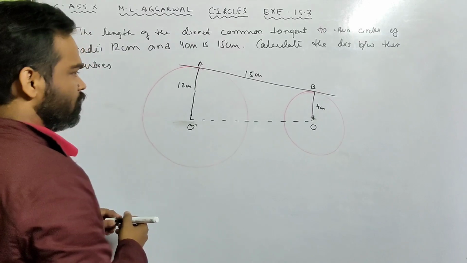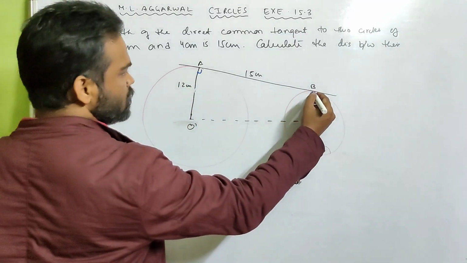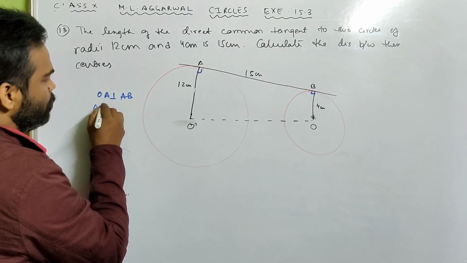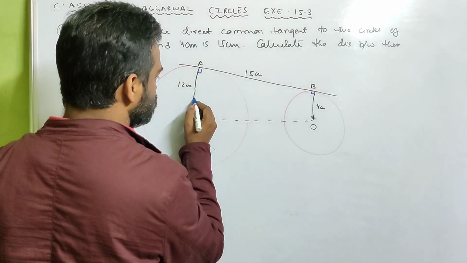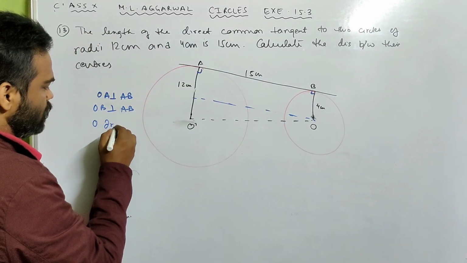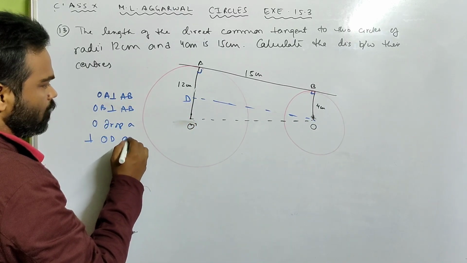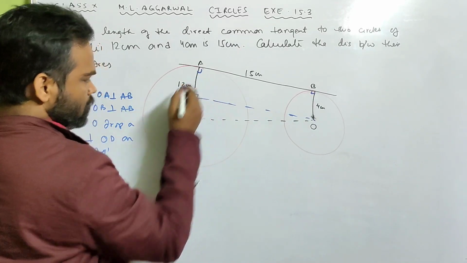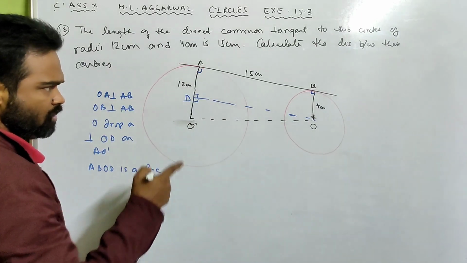Same logic. From O, drop a perpendicular. This is 90 degree. This is 90 degree. OA is perpendicular to AB, OB is perpendicular to AB. Same reason, the radius and the tangent are perpendicular to each other. From O, drop a perpendicular OD on AO dash. This is 90 degree, this is 90 degree, this is 90. Then ABOD is a rectangle, no doubt, because three of the angles are 90 degree.